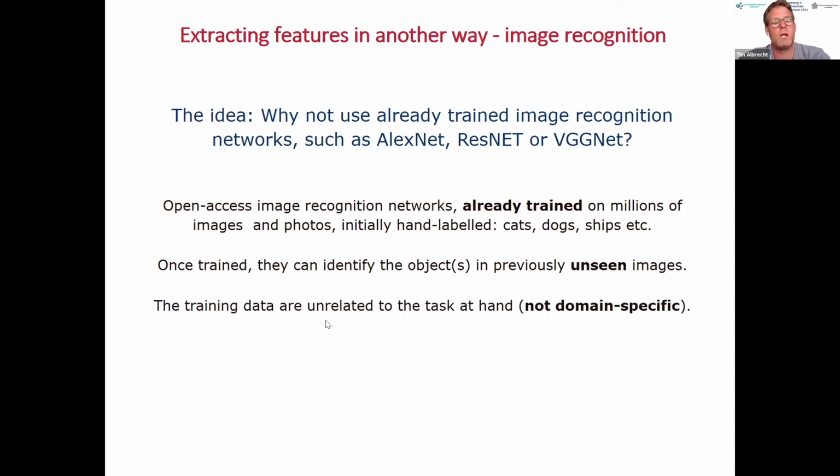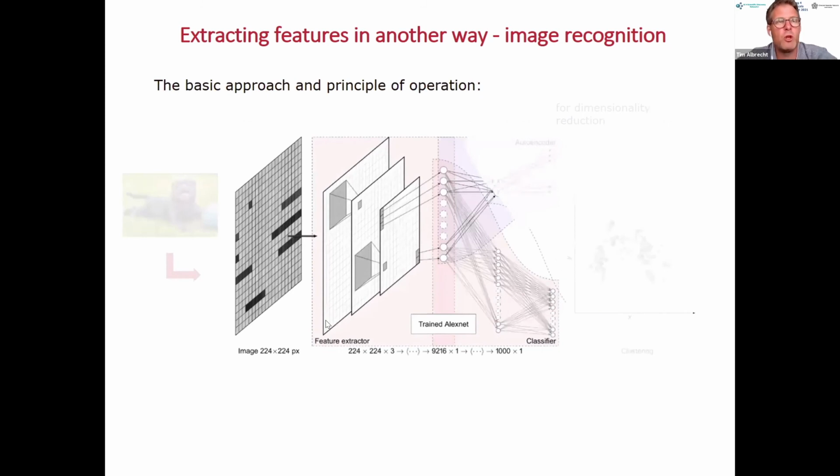And we thought, okay, well, they certainly haven't seen our conductance distance traces, so they are not domain specific to what they have been trained on. But can they still extract features from these traces and identify some meaningful differentiators when we compare different molecules, for example? The network that worked best for us is AlexNet.